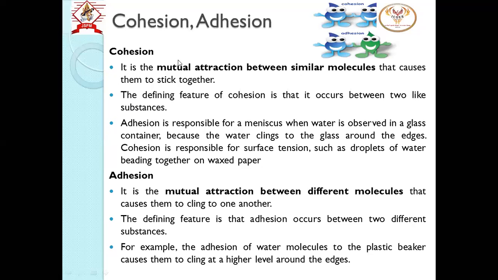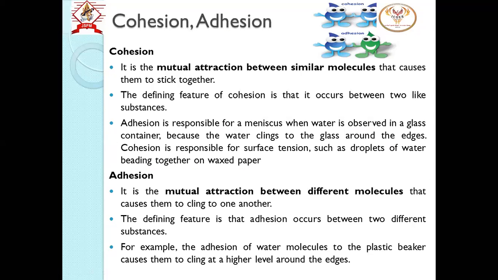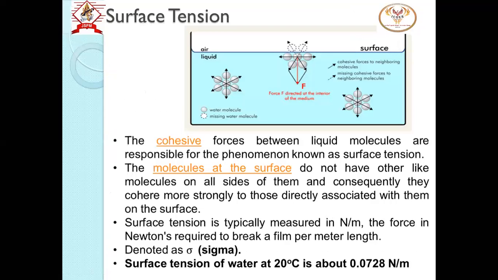So cohesion is defined as the mutual attraction between similar molecules, right? And adhesion is the attraction between different molecules, right? This cohesion and adhesion is essential to study the further part, which is called surface tension. So after cohesion and adhesion, we have surface tension. Now this is very important.